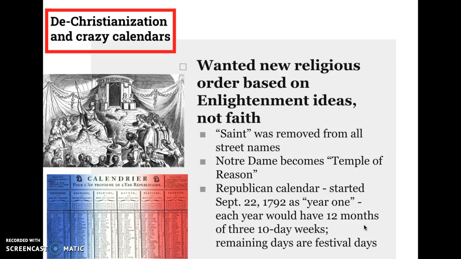All right, the other thing that these Jacobins do is they go on this real crazy de-Christianization policy. They wanted a new religious order based on Enlightenment, secular ideas, not faith. They do a lot of crazy stuff. Notre Dame becomes the Temple of Reason. Also, if you want to do some fun math, they make a calendar where each year has 12 months of 3 10-day weeks. And then every other day are festival days. So do that math, it's nuts.